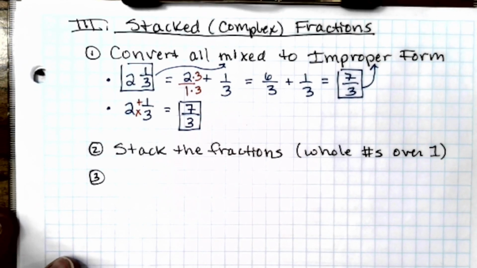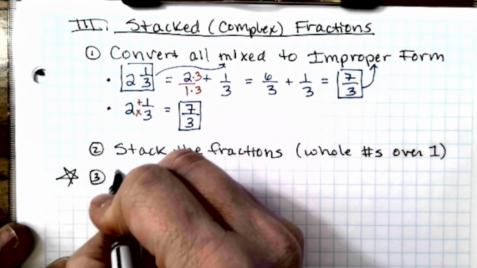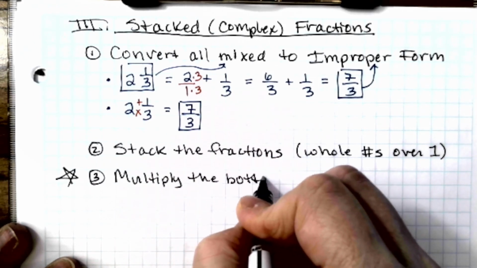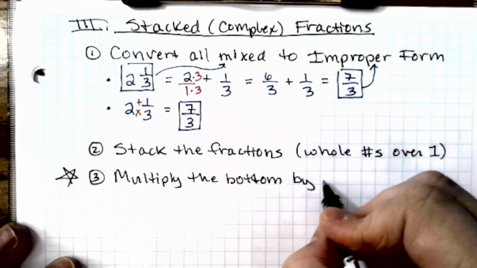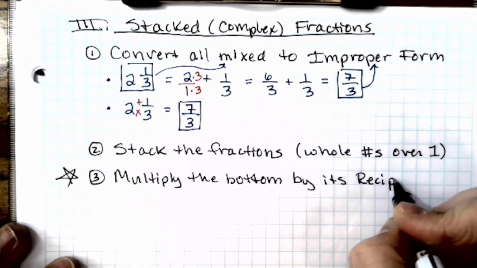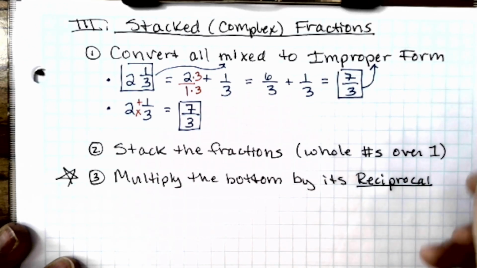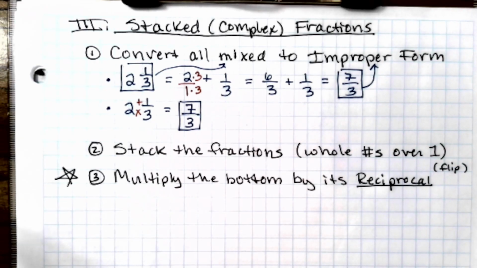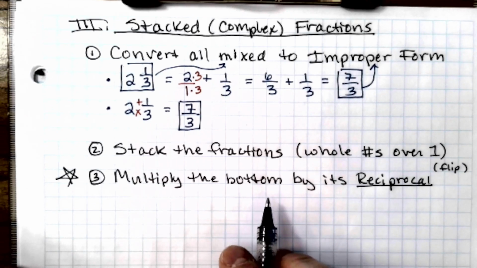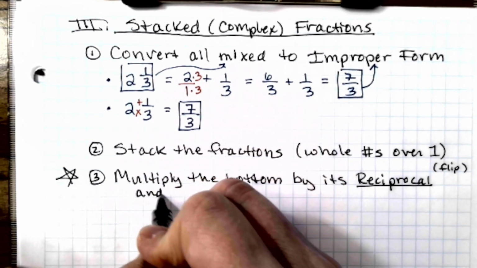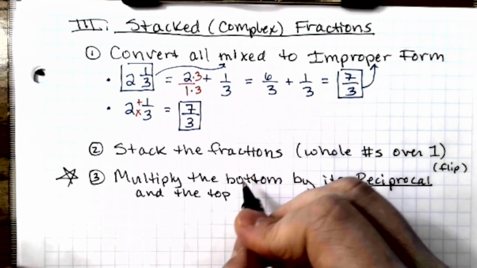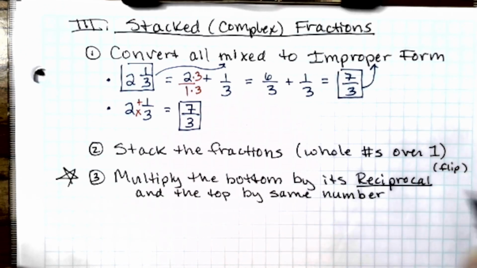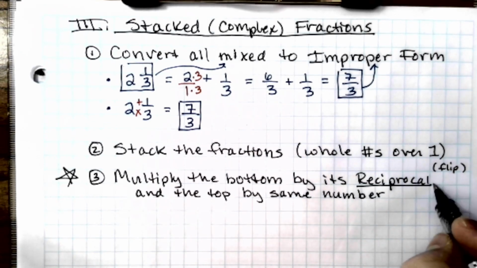Now that you have it set up, step 3, this is the big step. You're going to multiply the bottom by its reciprocal. And the word reciprocal indicates you flip the original, and the result when it's been flipped is the reciprocal. So multiply the bottom by its reciprocal and the top by the same number. So the bottom fraction provides you with the reciprocal that you use on both the top and the bottom.